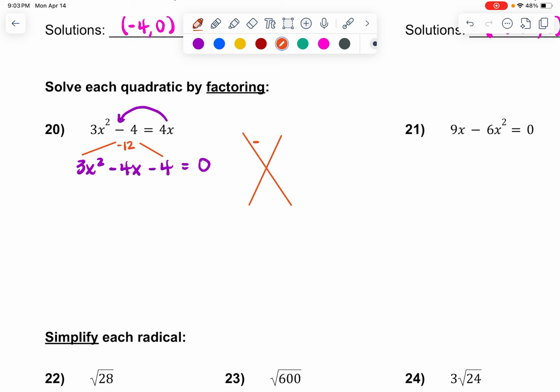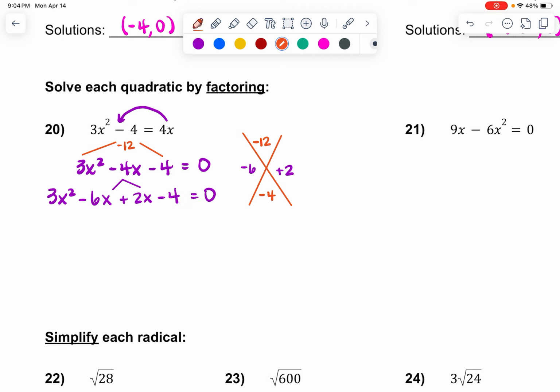I'm looking for the only two numbers in the universe that multiply to give me negative 12, but combine to give me negative 4. And it looks like our winners there are going to be negative 6 and positive 2. Right, to multiply to give us negative 12, but add to give us negative 4. So that means, excuse me, sorry, I'm going to bring down my first term, and then I'm going to split my negative 4x into negative 6x plus 2x. Then bring down my constant.